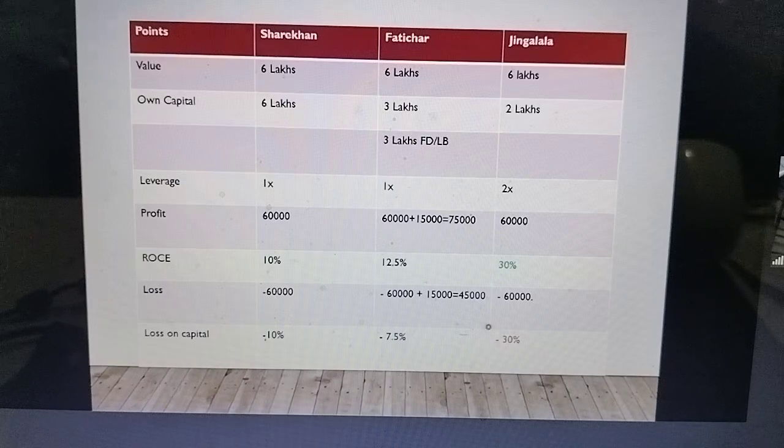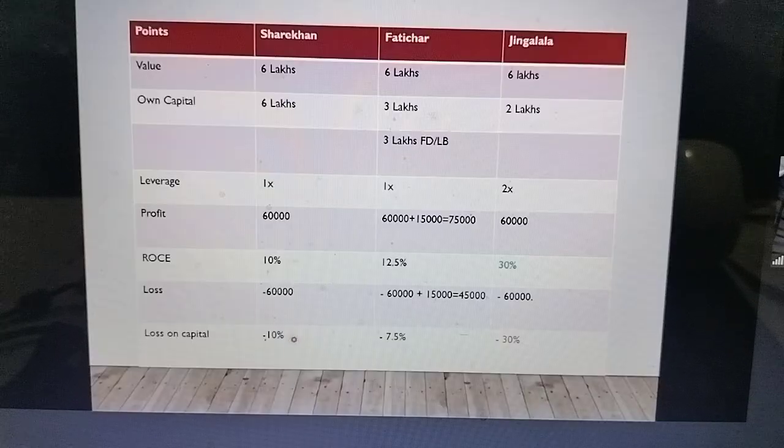This is the downside of leverage. Taking unnecessary leverage is like, as I told you, a double-edged sword. 30% profit, and when it becomes a loss, it's a 30% loss. If he makes another two trades like this, he loses his whole capital itself.